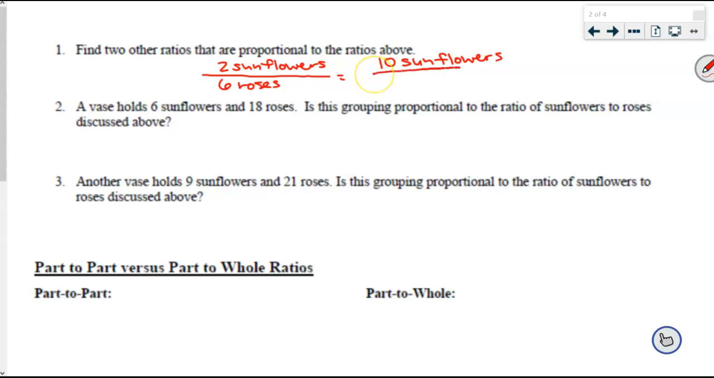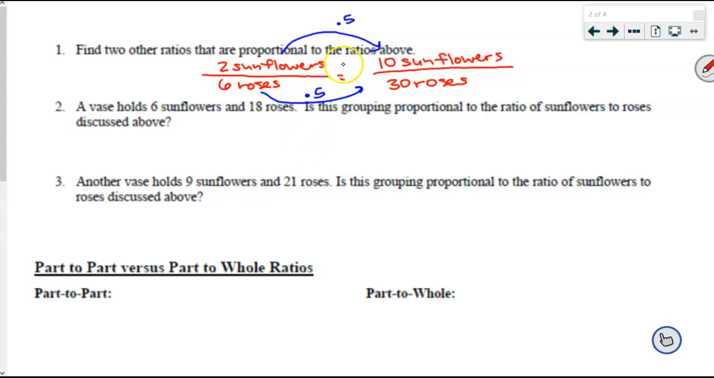Great, 10 sunflowers and 30 roses. How do I know that they are proportional or equal? Go ahead, Nisi. And what number is it that they are multiplied by? Yeah, they're both multiplied by the same number, and that number is 5. 2 sunflowers times 5 is 10 sunflowers, just like 6 roses times 5 is 30 roses.